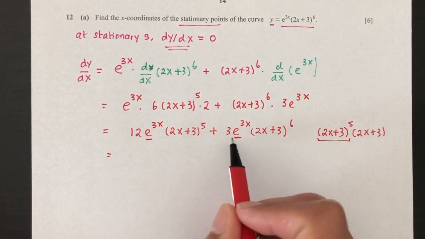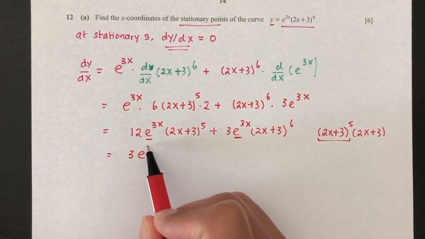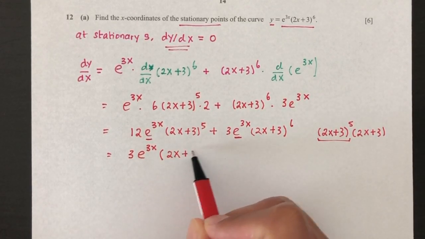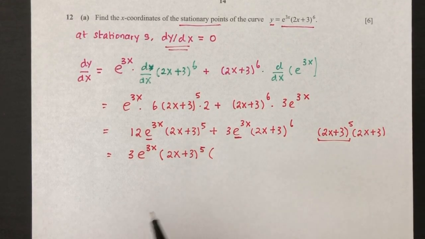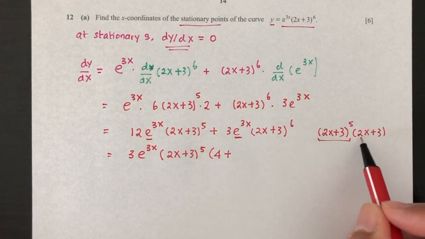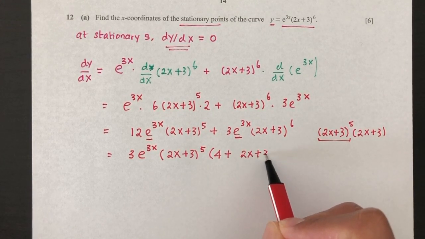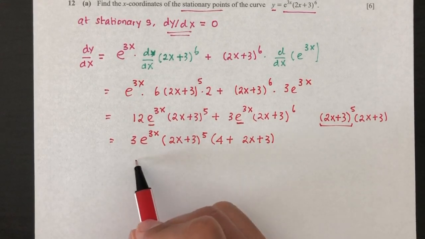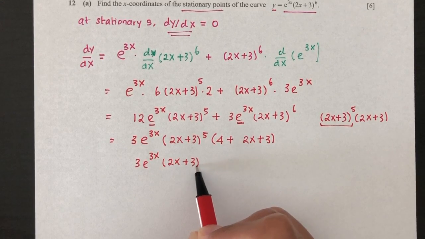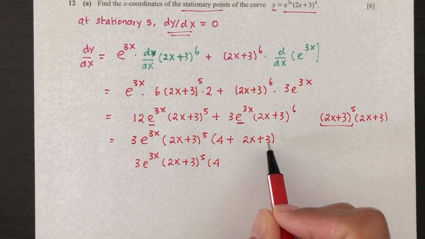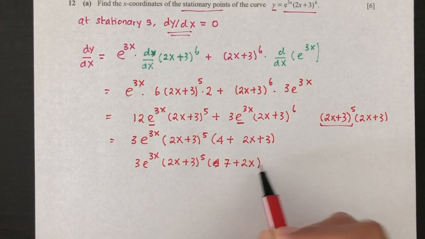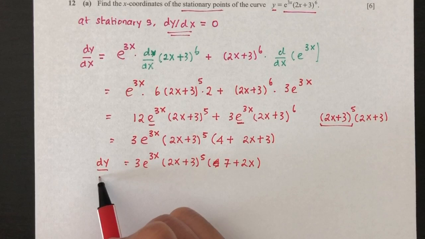We can take out 3, e^(3x), they are same, and we can take out (2x plus 3) power 5. Now what is remaining? So 3 out, there will be 4 remaining, and plus remaining this will be 2x plus 3. Now simplify, you will have 3e^(3x), and then (2x plus 3) power 5, and 4 plus 3 is 7, so 7 plus 2x, that is your dy by dx.